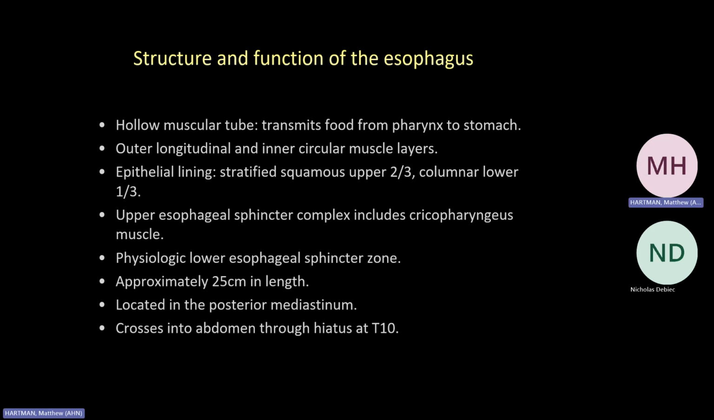A little bit of review of the esophagus. Remember, it's a hollow muscular tube from pharynx to stomach. We have outer longitudinal and inner circular muscle layers, stratified squamous epithelium for the upper 2/3 and columnar epithelium for the lower 1/3. That'll be important when we talk about the pathology. The upper esophageal sphincter complex includes the cricopharyngeus muscle, and the esophagus is approximately 25 centimeters in length. It's located within the posterior mediastinum, and it enters the abdomen through the hiatus at approximately the T10 level.